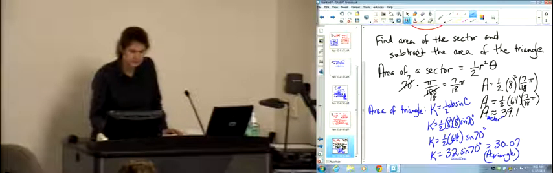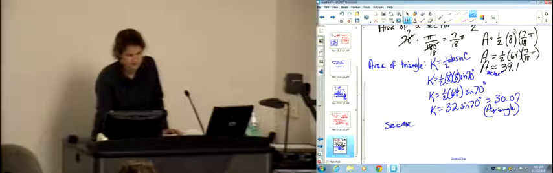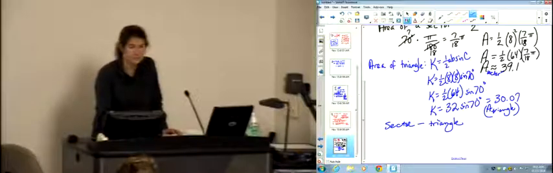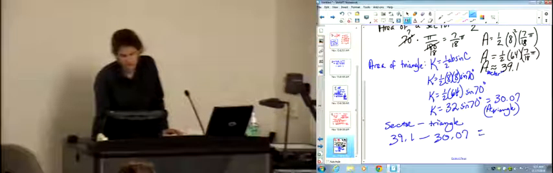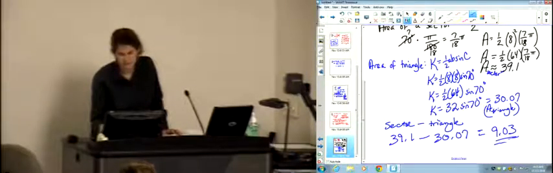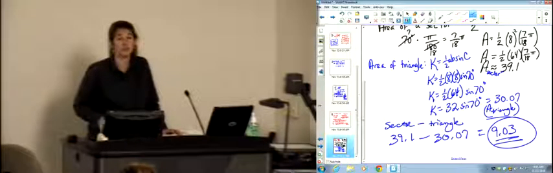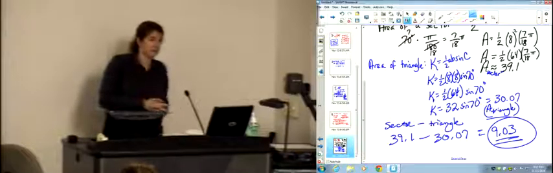We've got to take which one minus which one? Right, so the sector minus the triangle on the areas, right? So the sector minus the triangle. What's that giving us? 9.03. Yeah, so 9.03 should be the shaded blue part. Okay, that's the area of that shaded blue piece that we first looked at.